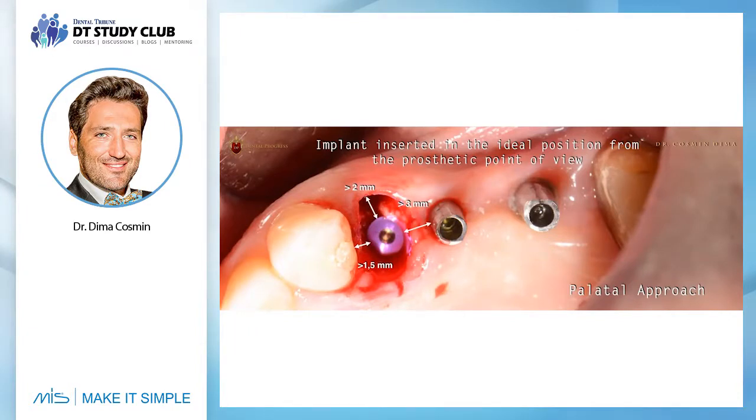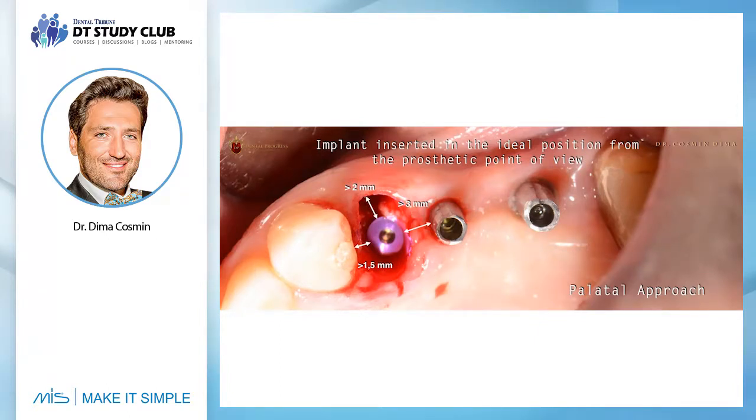We respected the ideas I told you before of more than 1.5 from the adjacent teeth and more than 3 millimeters to the adjacent implant. And what is very important, we inserted at more than 2 millimeters from the buccal bone. We know that this is the most frequent resorption, which occurs on the buccal wall.